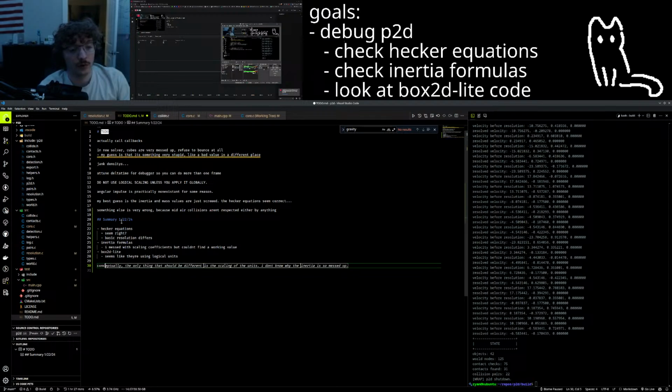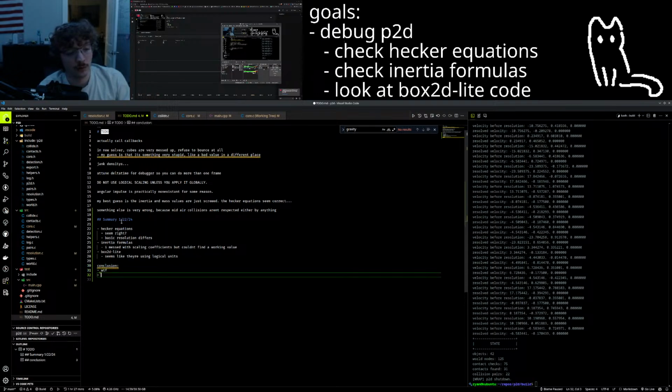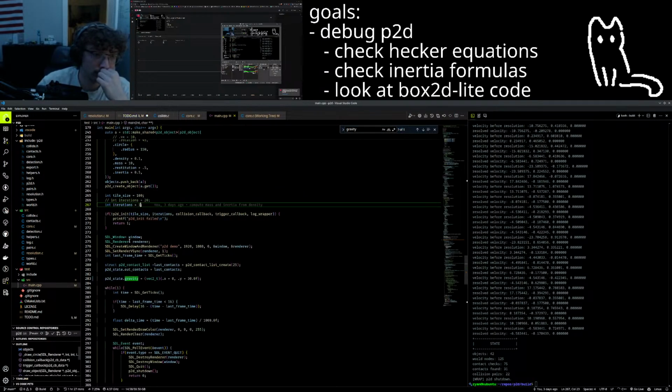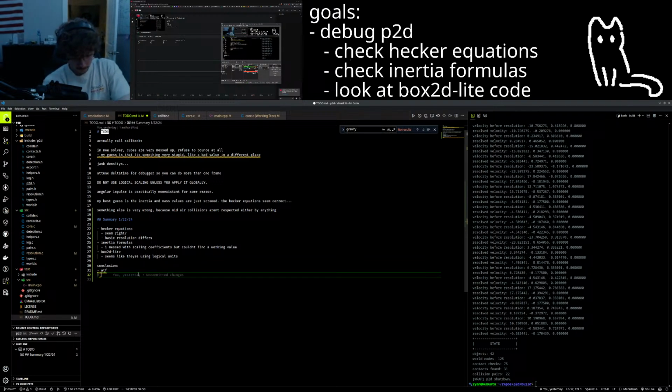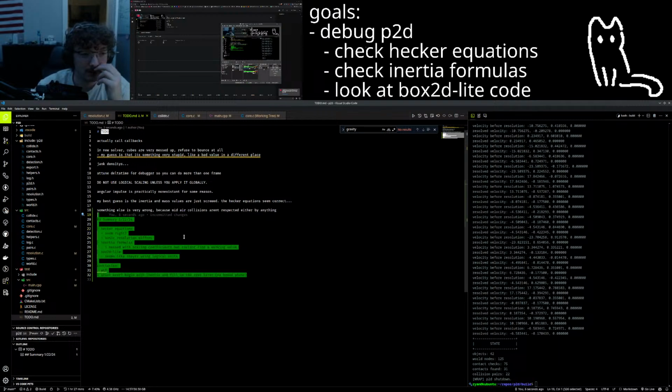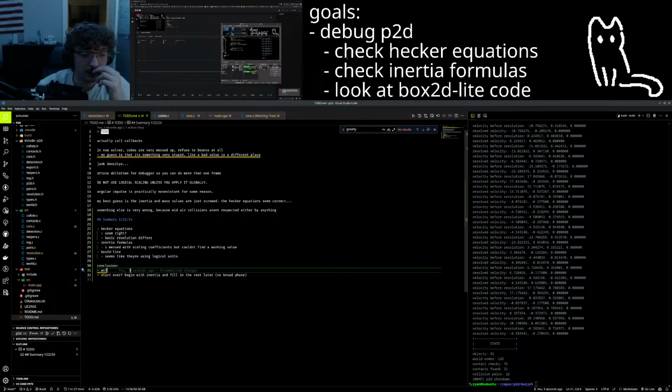Basically, conclusion. Yeah, that's pretty accurate. I have no idea what the problem is. Conclusion. What the fuck? Conclusion. Start over. Begin with inertia, and fill in the rest later. The broad phase. Oh, I just launched my mouse.